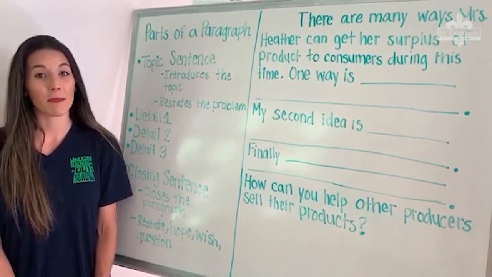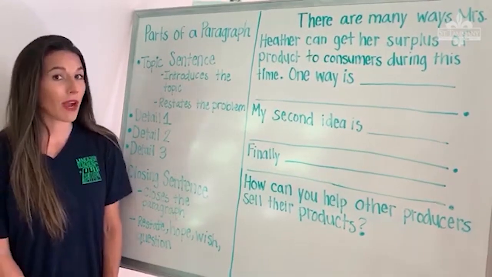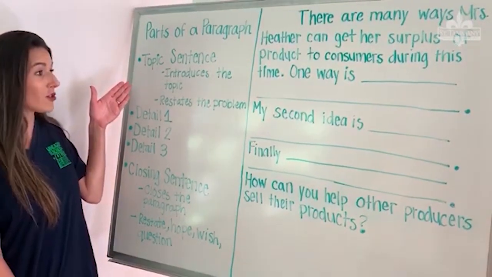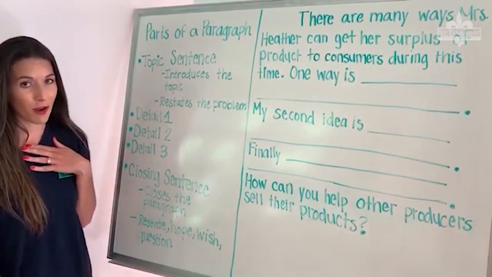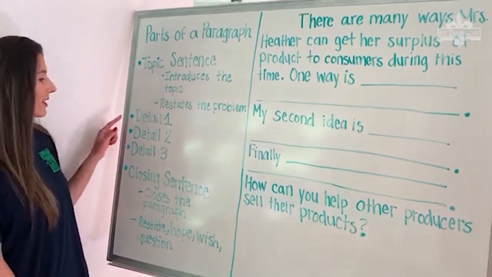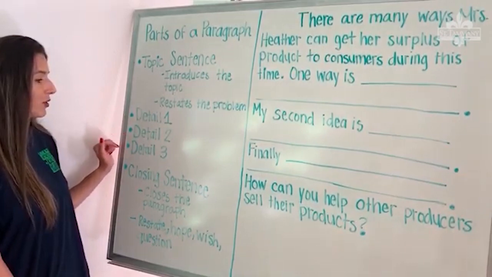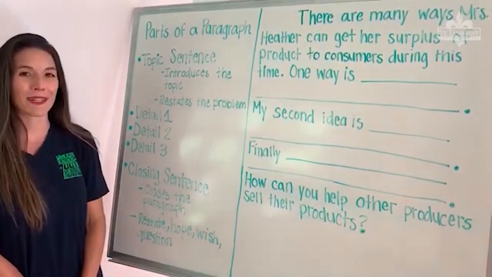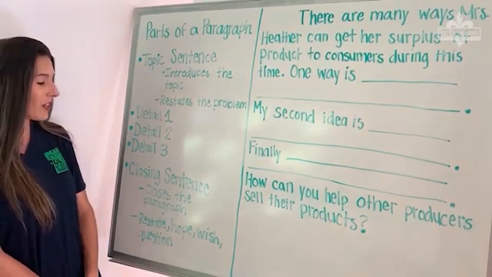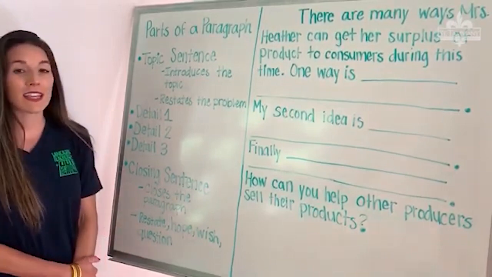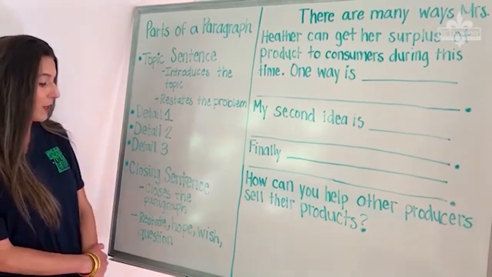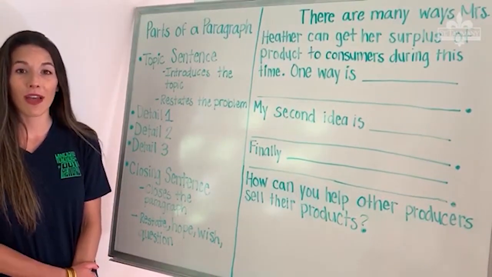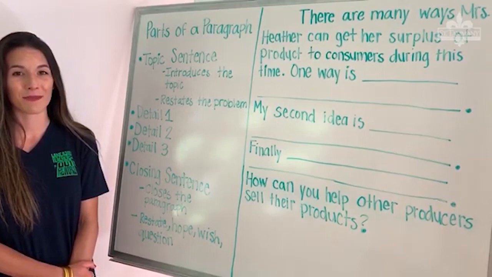First, let's take a look at the important parts of a paragraph. When writing a paragraph, you always want to start out with a topic sentence. This will help introduce the topic, and you can restate your problem. Next, you're going to come up with a detail 1, detail 2, and detail 3. These 3 details are going to help support your topic sentence. Finally, you're going to write a closing sentence. This will close the paragraph. It can either be a restate, a hope, a wish, or a question. Now, go ahead and grab a piece of paper and a pencil.